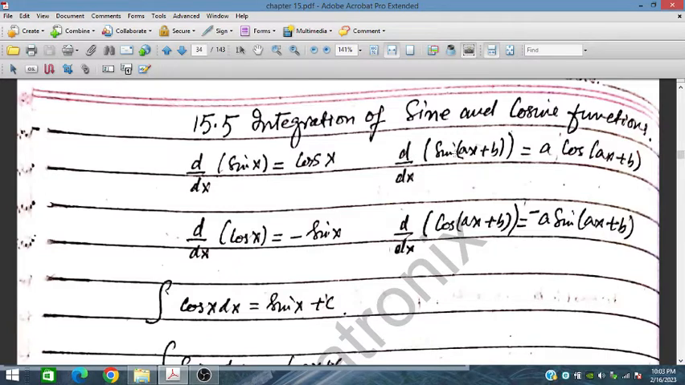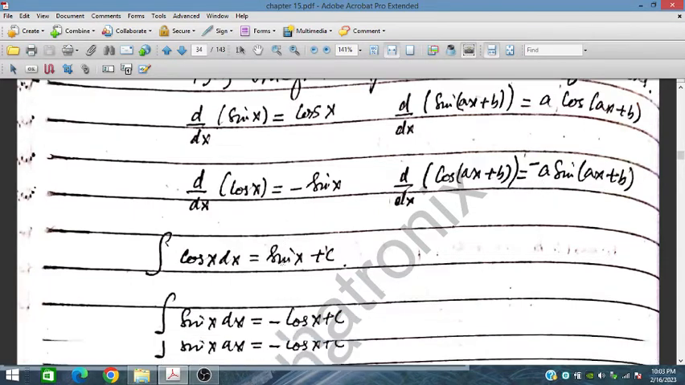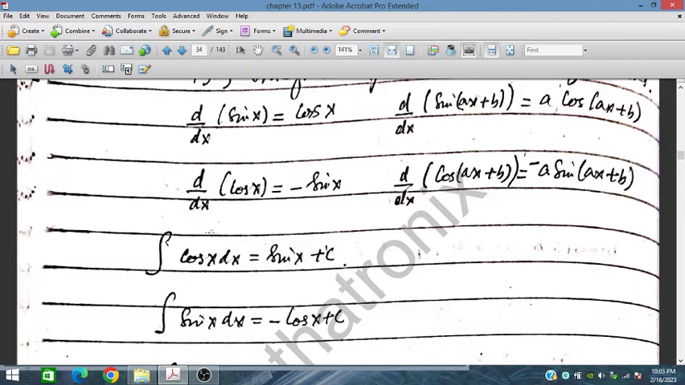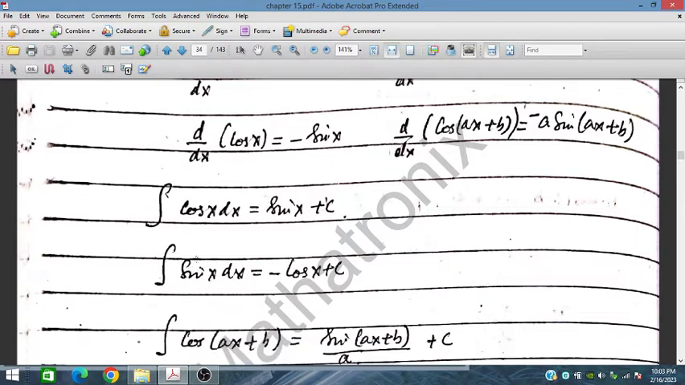Similarly, dy/dx of sin(ax + b) is obtained as a cos(ax + b), and the derivative of cos(ax + b) is obtained as minus a sin(ax + b). Now, integrating cos x, we get sin x plus c. And when we integrate sin x, we get minus cos x plus c.